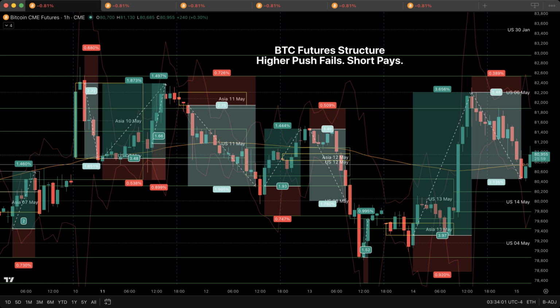That is the short. Short entry line: May 6th U.S. session midpoint. Stop loss line: May 6th U.S. session upper boundary. Take profit line: May 1st U.S. session upper boundary.